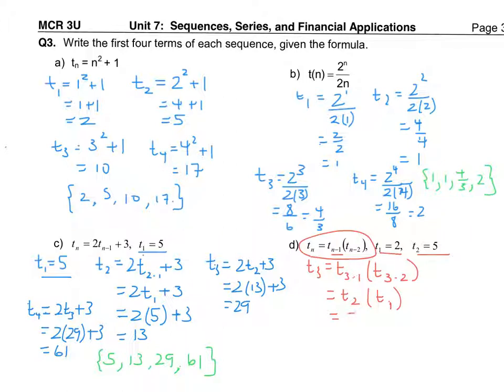So term 2 was a 5, and term 1 had a value of 2. 2 times 5 is 10. So my third term has a value of 10. Now that we've done that one, I can go into term 4. Term 4, I know, is really just going to be the product of term 3 times term 2. And term 3 we just got to be a value of 10, and term 2 has a value of 5. So 10 times 5 is 50. So the first four terms of the sequence are 2, 5, 10, and 50. So hopefully that makes sense.